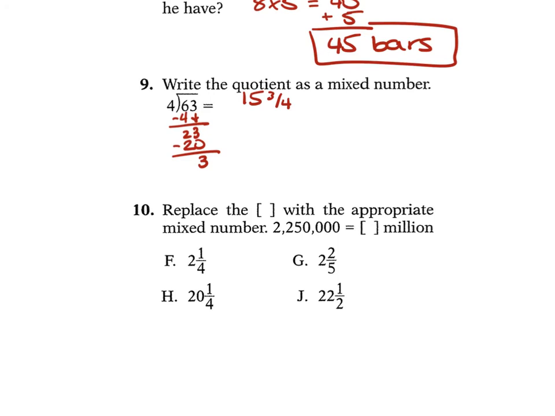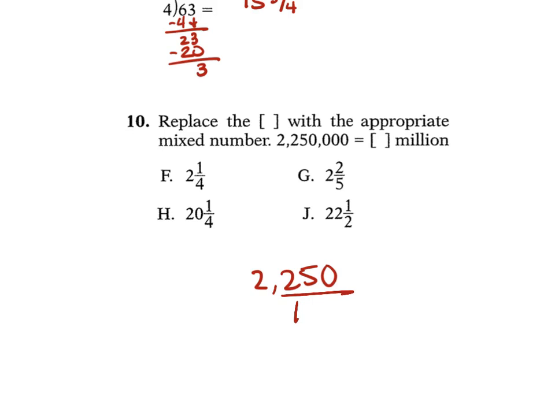10 tells us to replace the brackets with the appropriate mixed number. We have 2,250,000 is equal to what million? So that would be 2.250. Here, let's do this. 2 and 25. So here. Okay, so that 250 would be over 100,000. Let's try this a different way. If we do, why can't I erase that? There we go. All right. So we have 2.25 million. 25 million is 1/4, so that's 2 and 1/4. So that's this here.